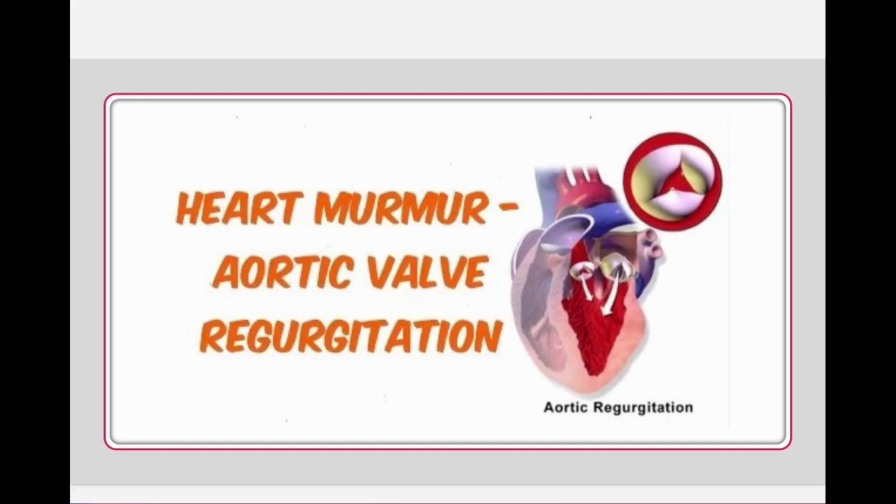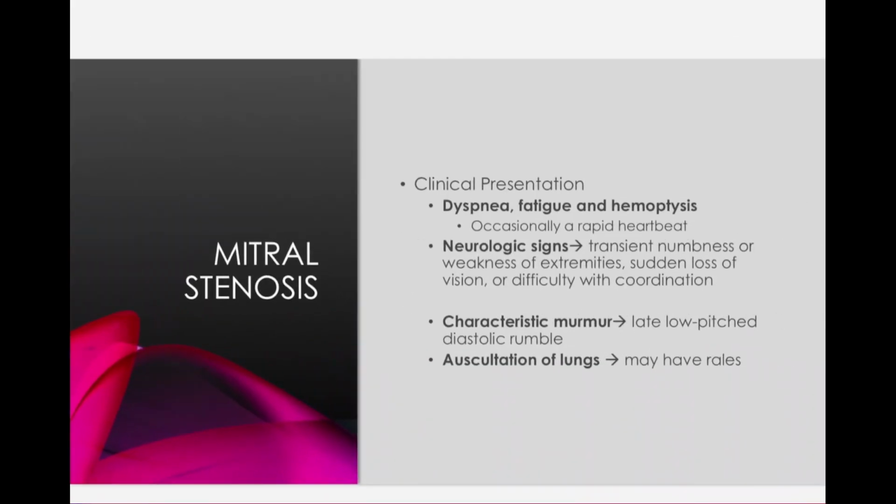The classic murmur of aortic regurgitation is a diastolic, decrescendo murmur, usually heard in the third or fourth left intercostal space. This murmur has a high-pitched character. Listen to a patient with typical aortic regurgitation. I will begin with 3 normal beats and then add the murmur.